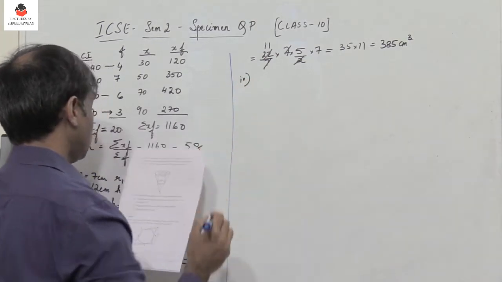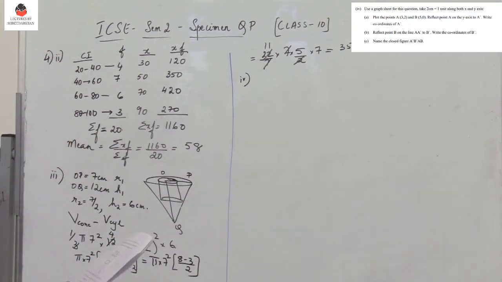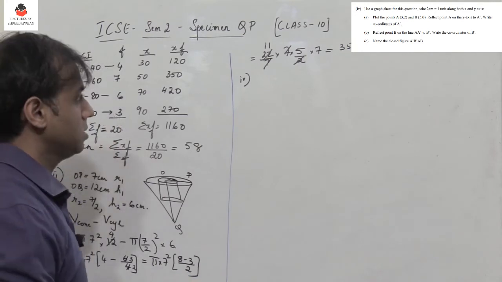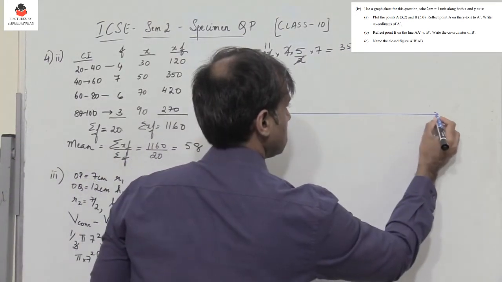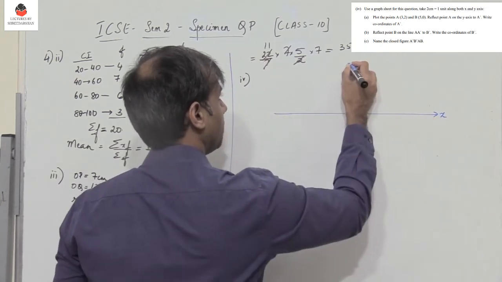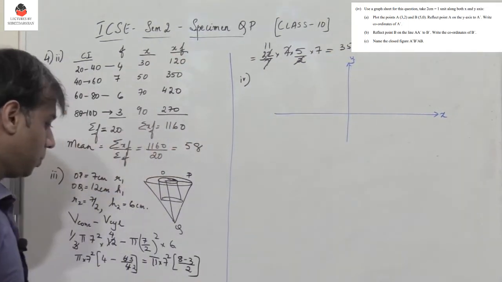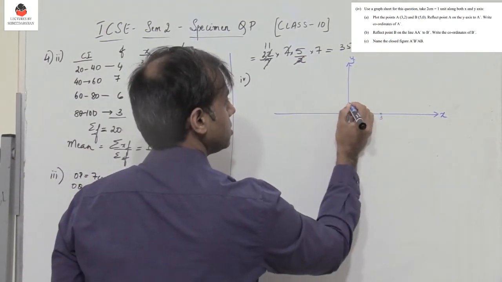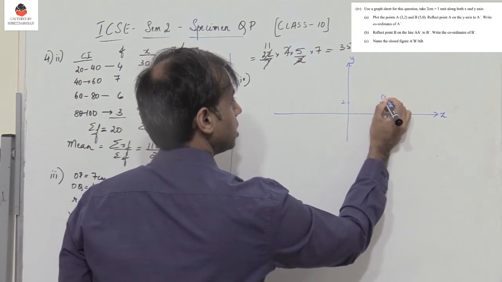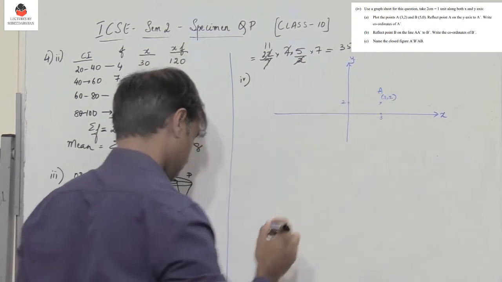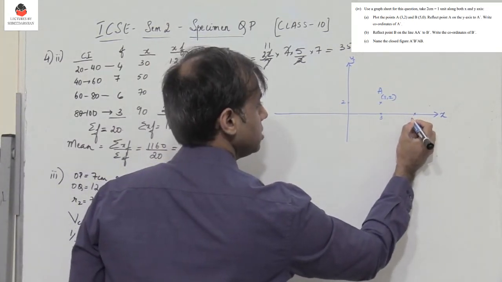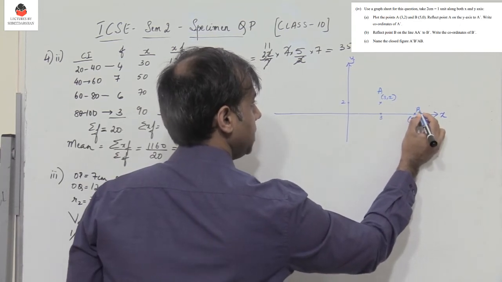Next, fourth one, use a graph sheet for this question. Take 2 centimeters equals 1 unit along both x and y axis. A very simple question. So you have the x-axis and the y-axis. So I have x, this is x, and let this be y. Plot the points 3, 2. So this is 3 and this is 2. So this is 3 comma 2, which is A. And then 5 comma 0. 5 comma 0 is of course on the x-axis. So this is 5 comma 0. This is B.